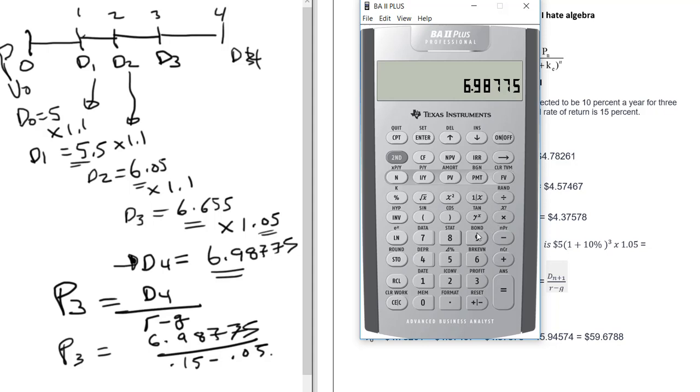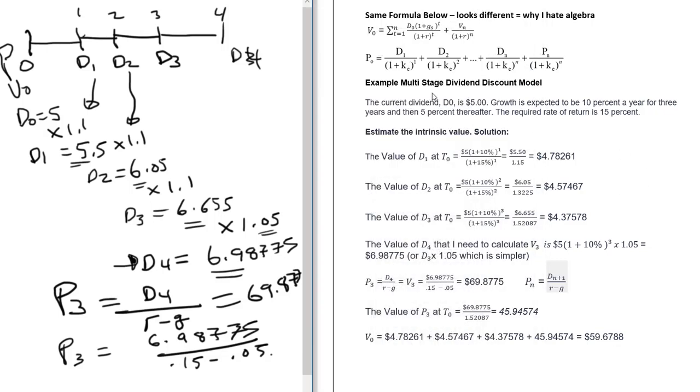That's the D4 divided by 0.1. And so we have a P3. P3 equals $69.8775. Okay? So now we've calculated the dividends, and we've calculated P3 equals $69.8775. So let's just check our solution here on the Word document, and let's see if we're right.